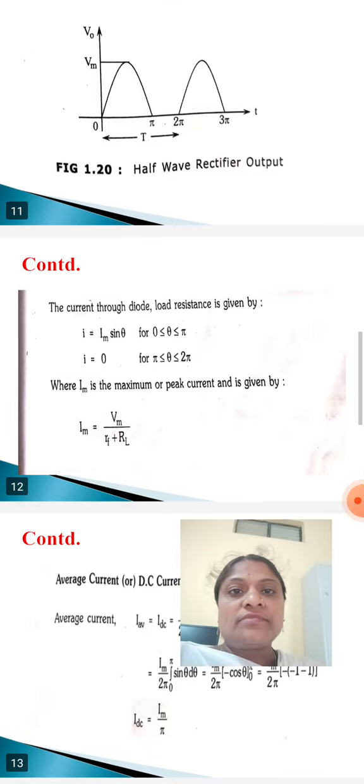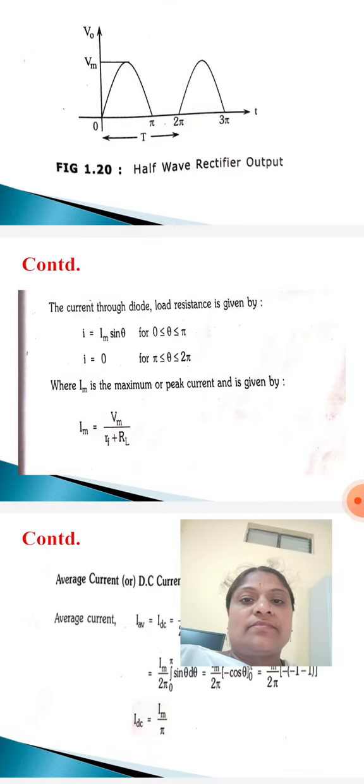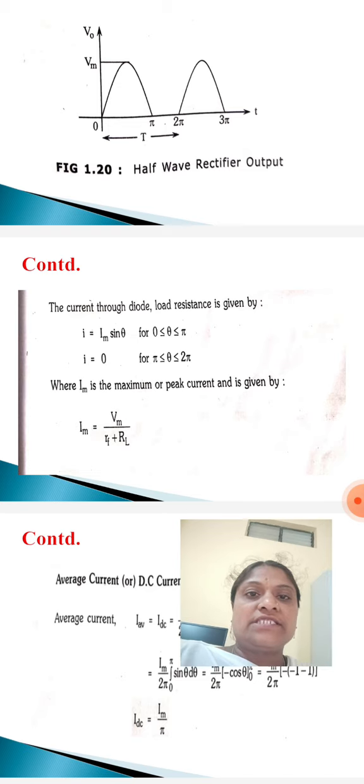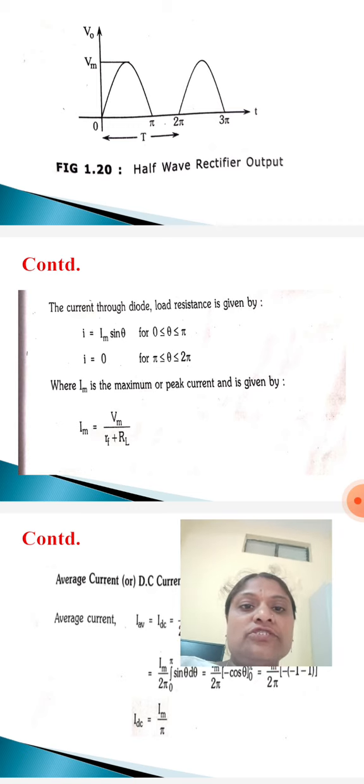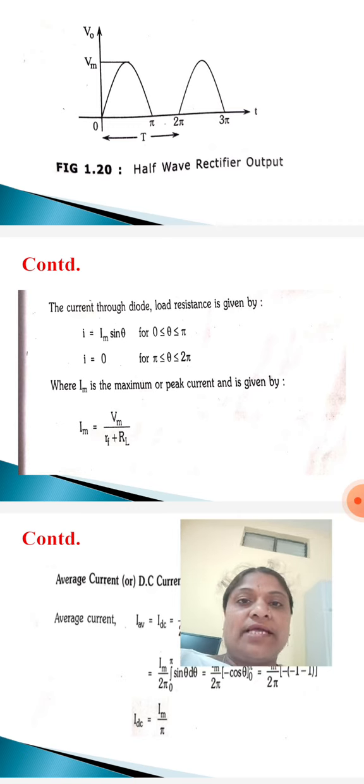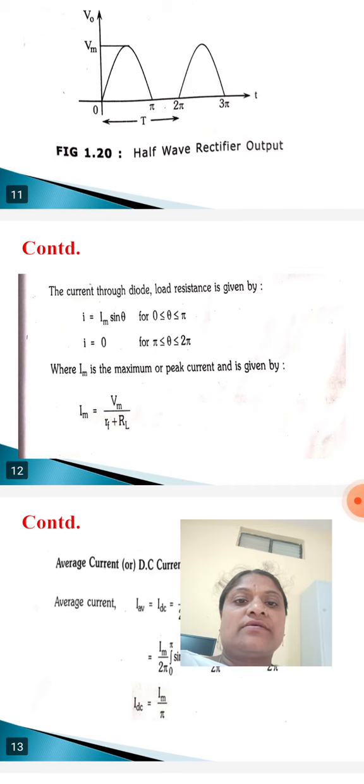So next, observe this waveform. You can find the equations by using the above waveform. That is the output waveform of the half wave rectifier. The current through the diode and load resistance is given by i = Im sin theta, for the limits 0 ≤ theta ≤ pi, 0 to pi. The current conducts, okay, that's why the waveform appears across the load resistor. So i = Im sin theta. What about the pi to 2 pi limits? There is no current flow. That means the current is 0.